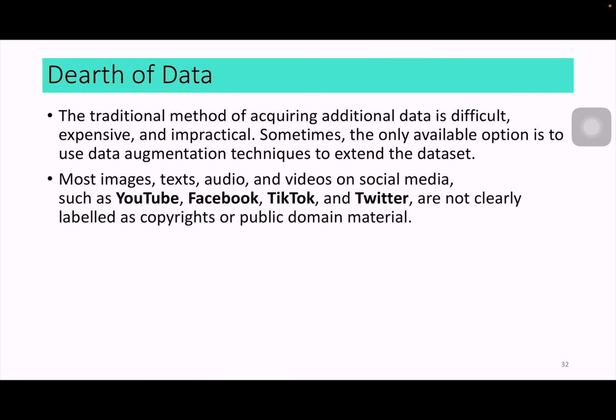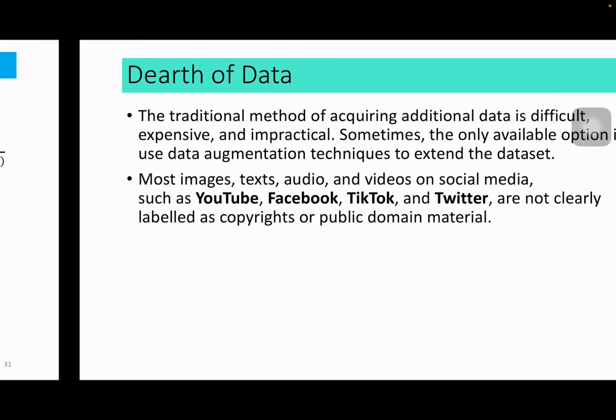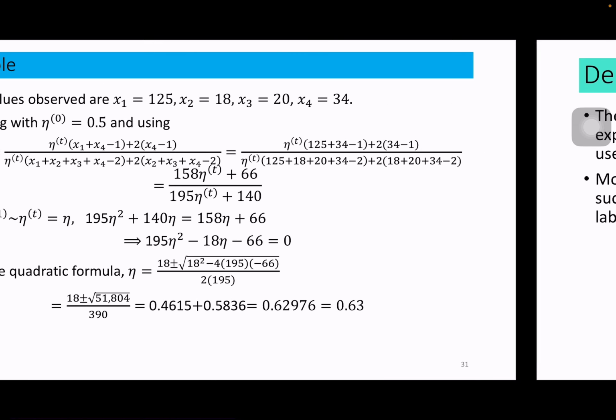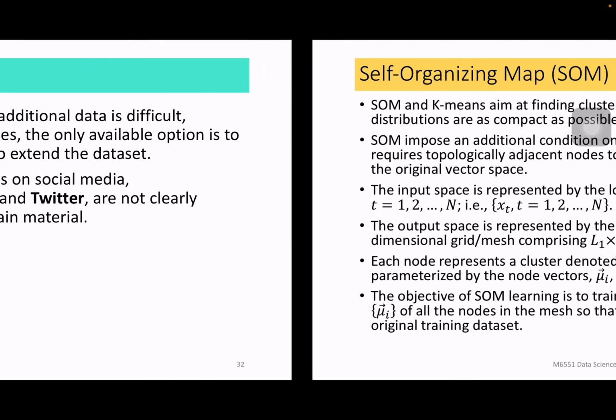In terms of data, traditional methods of acquiring data are difficult, expensive, or impractical. Sometimes the only available option is to use data augmentation tactics to extend the data set. Most images, audio, video, and social media such as YouTube are not clearly labeled as copyright free. In short, sometimes you don't have enough data, and data augmentation, especially this example, is to overcome this problem.